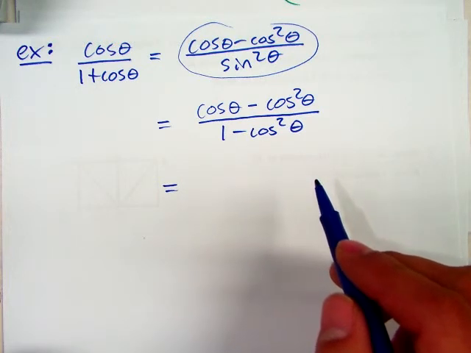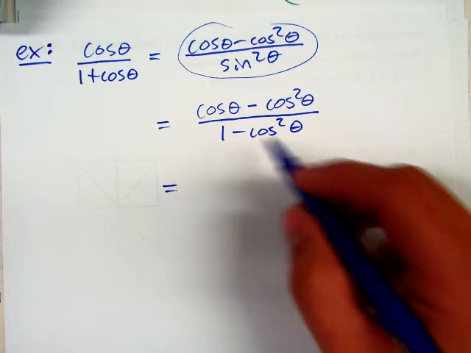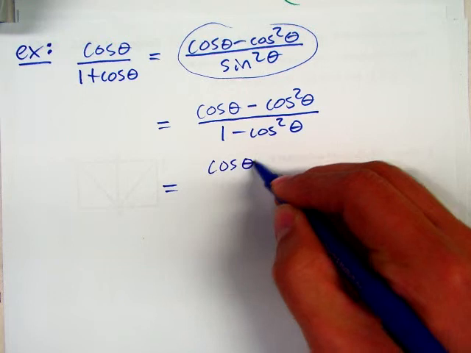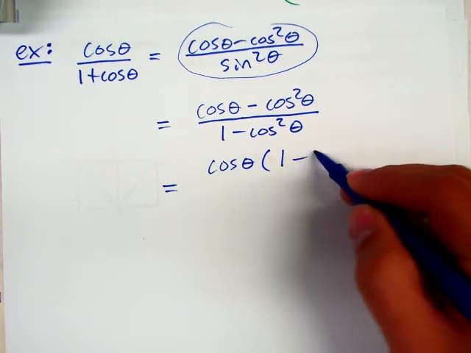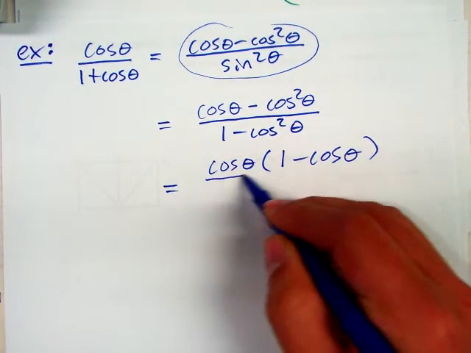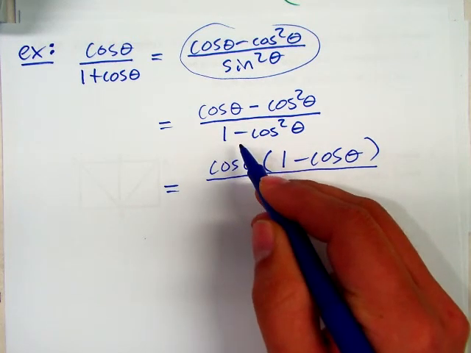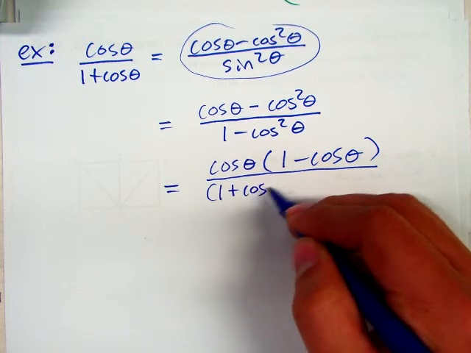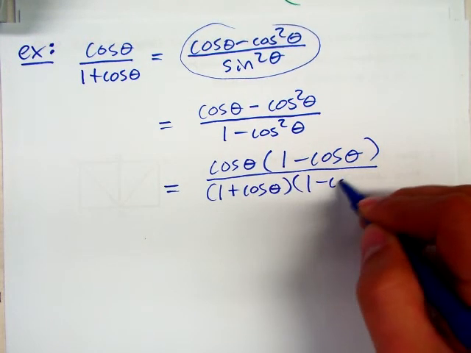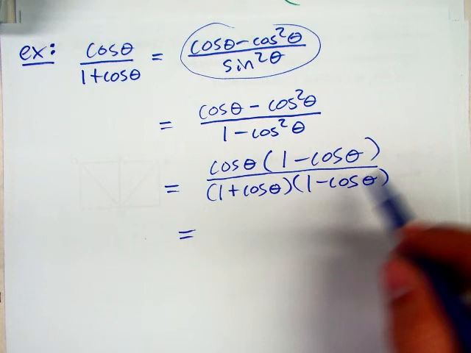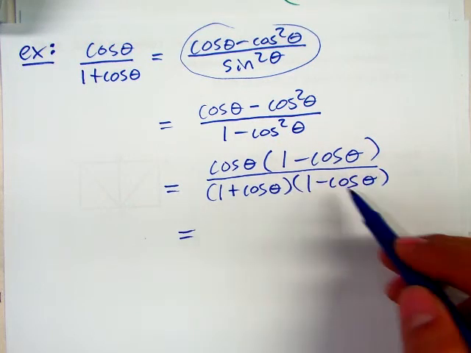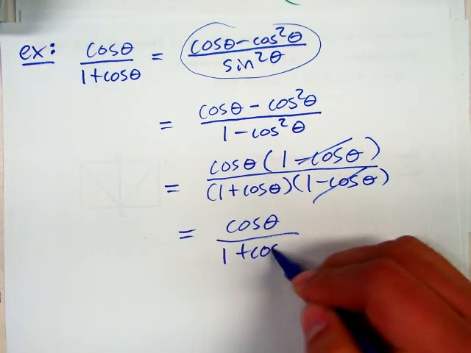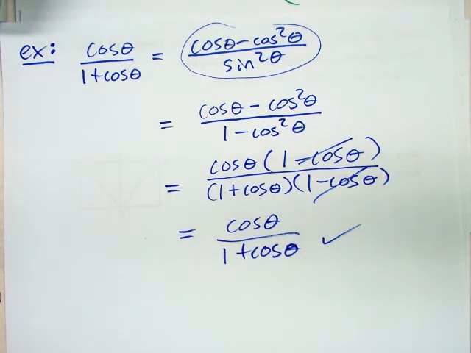Generally, before we cancel, we have to factor. Can we factor this at all? Factor out a cosine. What do we get? Cosine theta times 1 minus cosine theta. What about the denominator? Can we factor 1 minus cosine squared? Yeah, it's difference of squares. 1 plus cosine theta times 1 minus cosine theta. And look at that, now we can cancel these because these are multiplied. These cancel out, and we get cosine theta over 1 plus cosine theta. Okay, that's a neat trick.